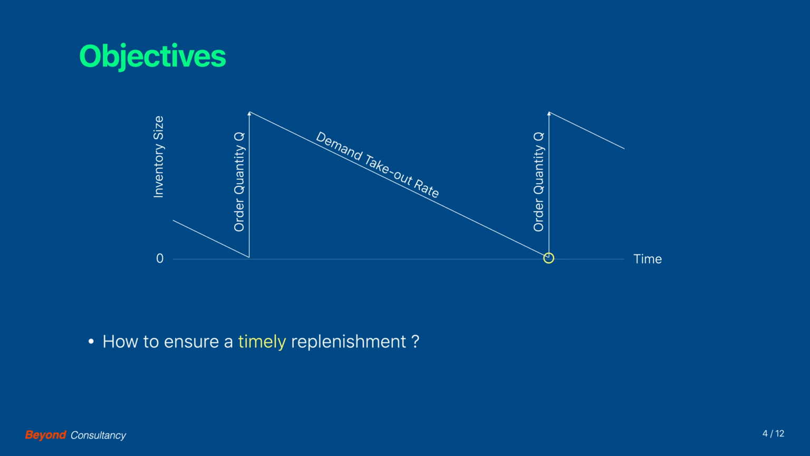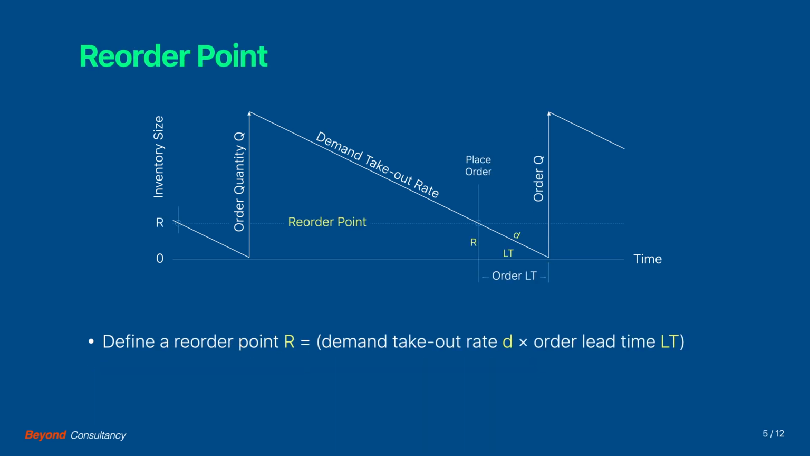The first question deals with how do we ensure the timely replenishment? And this not only for one item, but how do we ensure this for all the items in the inventory? The way we go about is with something called the reorder point. It is the inventory level at which new orders are triggered. The reorder point is determined by the demand takeout rate D, for instance 100 units per day, times the order lead time, say 5 days. The reorder point would then become 100 times 5 or 500 units.